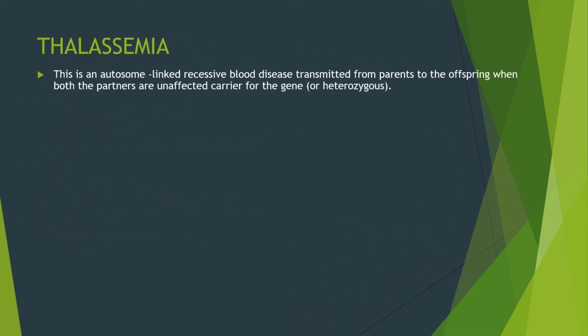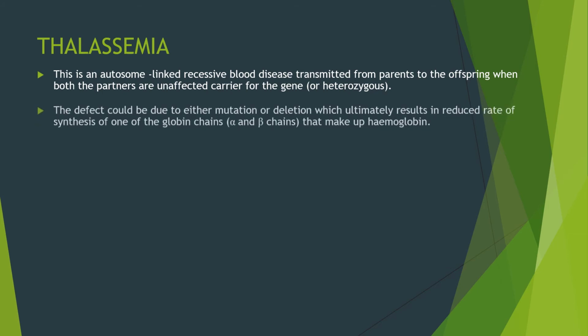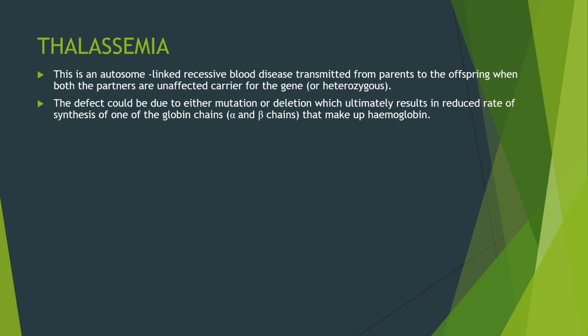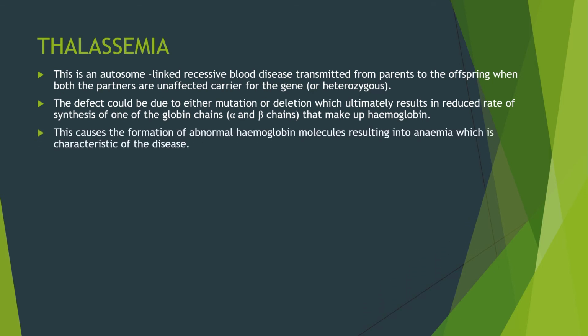Thalassemia is an autosome-linked recessive blood disease transmitted from parents to the offspring when both the partners are unaffected carriers for the gene. The defect could be due to either mutation or deletion, which ultimately results in a reduced rate of synthesis of one of the globin chains that make up hemoglobin. This causes the formation of abnormal hemoglobin molecules, resulting in anemia, which is characteristic of the disease.